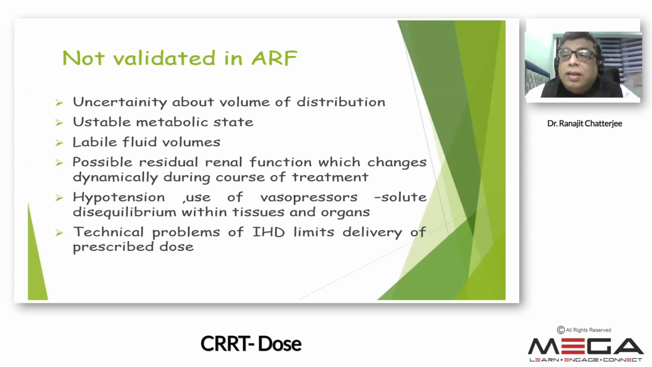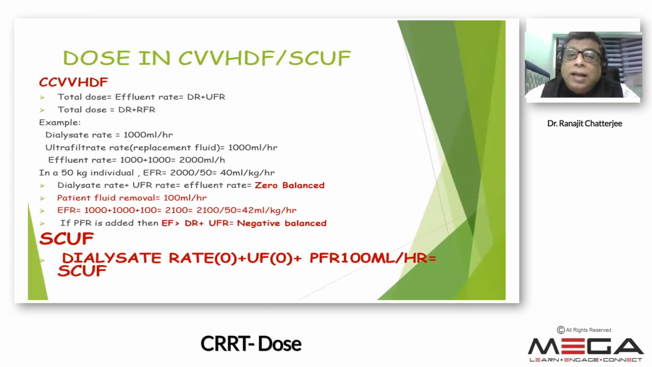So that is the reason the first failure of ISD is its dose, which cannot be validated in patients of acute kidney injury. So how is the dose calculated here? It is the effluent rate. What is the effluent rate? Effluent rate is equal to the dialysate fluid that we are giving, and the ultrafiltrate, by the pressure, the amount of fluid that I am taking out. These two fluids are accumulating in an effluent bag, and the rate at which that bag is being filled up is known as the effluent rate.